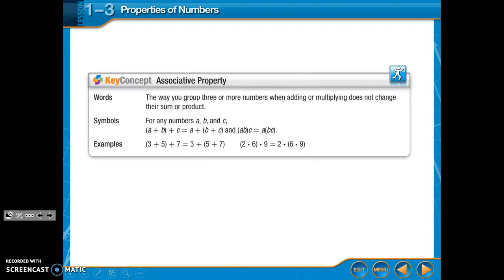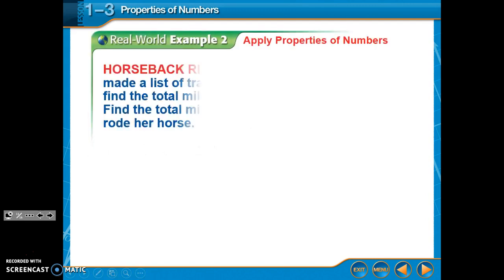And then we have the associative property, which says the way you group 2, 3, or more numbers when adding or multiplying does not change their sum or product. So for any numbers, a plus b plus c, it's the same thing as a plus b plus c with different grouping, where you switch the grouping, but it's still in the same order. And the same thing with multiplication.